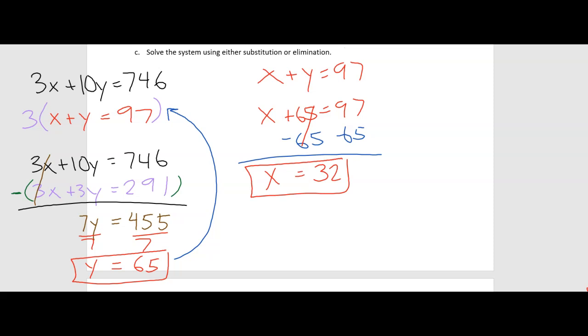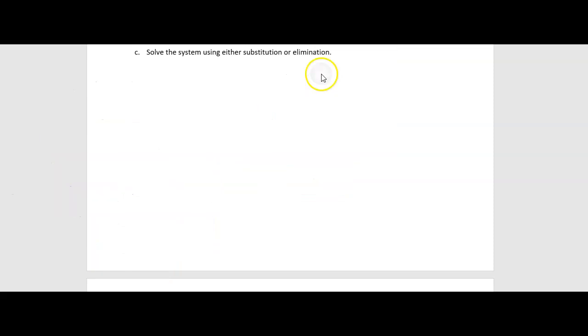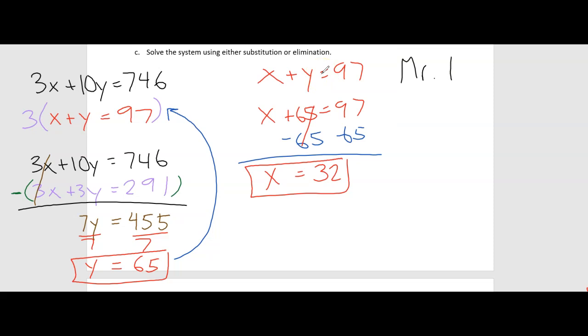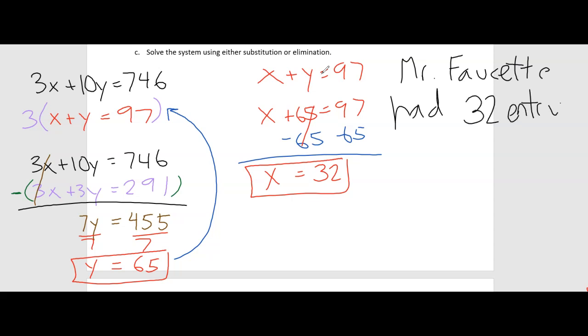Because this is a word problem, we need to have a conclusion, right? What does x and y mean? We need to write that out. So, Mr. Fawcett had 32 entry tickets, because that's what X stands for.